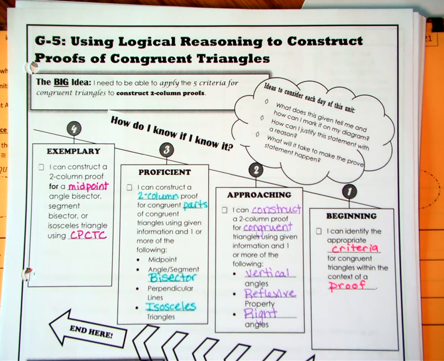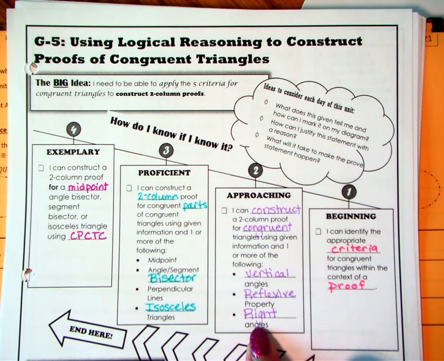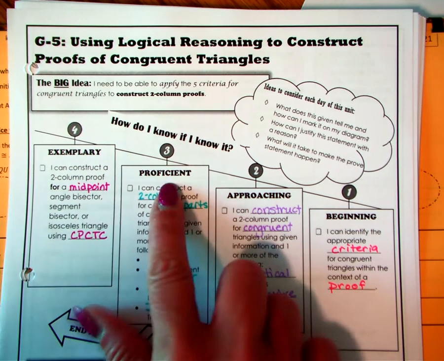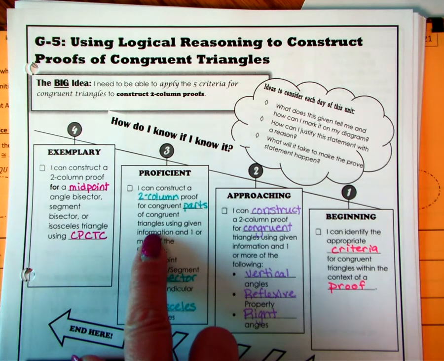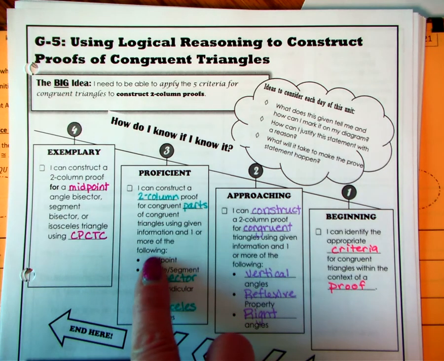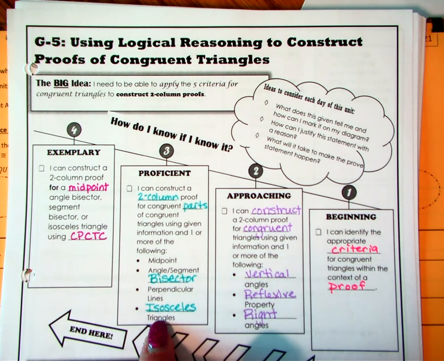You're at the approaching level of 2 if you can construct a 2-column proof for congruent triangles using given information and one or more of the following, which consists of vertical angles, reflexive property, and right angles. And then you're considered proficient at level 3 if you can construct a 2-column proof for congruent parts of congruent triangles using given information and one or more of the following 4. Those 4 include midpoint, angle or segment bisector, perpendicular lines, and isosceles triangles.